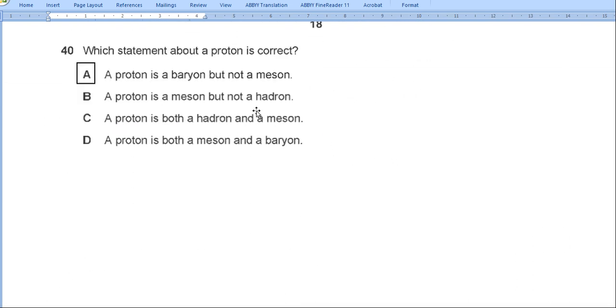And the last question, which statement about a proton is correct? A proton is a baryon but not a meson. Actually, meson is relatively, if we consider mass, the heaviest particle is the proton, the smallest particle is the electron, and the meson is in between. And a proton consists of 3 quarks, so it is a baryon.